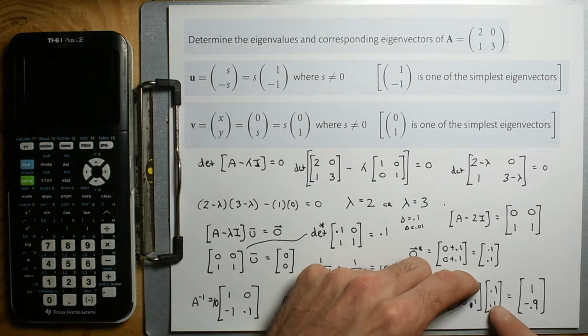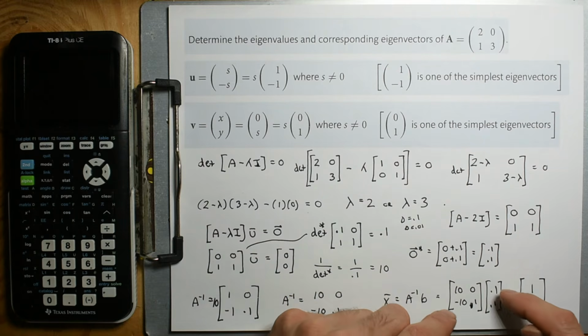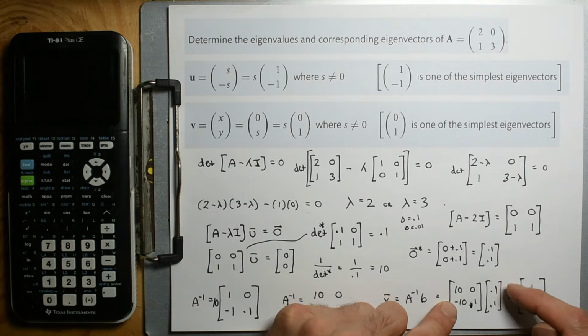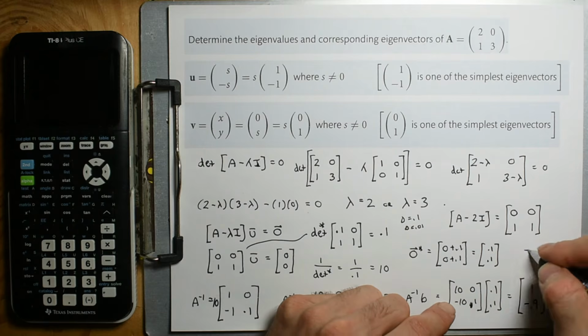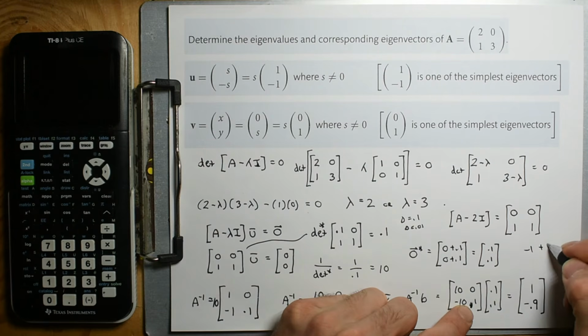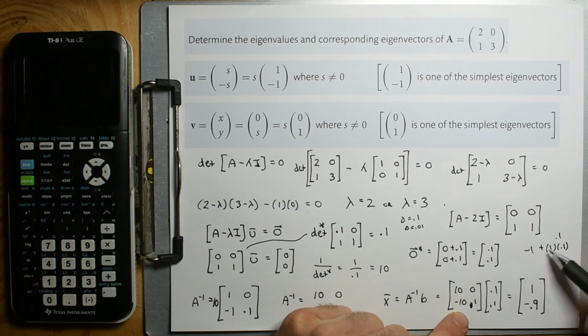So we have 10 times 0.1 plus 0. So that's going to be 1. We have negative 10 times 0.1, which is negative 1, plus 1 times 0.1, which is just 0.1. So we have negative 1 plus 0.1, that's negative 0.9.